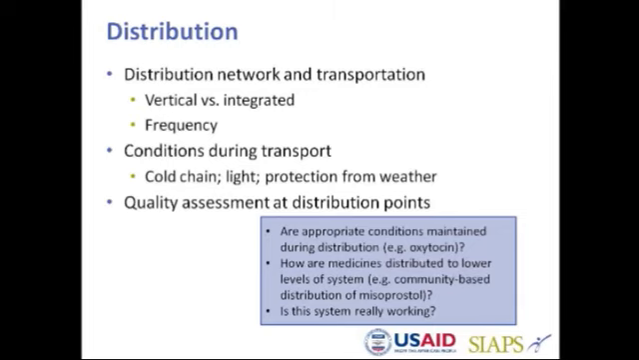Are we going to wait for the village health volunteers or the community health workers, or whatever that lower level is, to come to a health facility and pick them up? How often is that going to happen? Is that realistic? Is it really working? What do we need to do to make it work? Yeah, those are the issues for distribution.